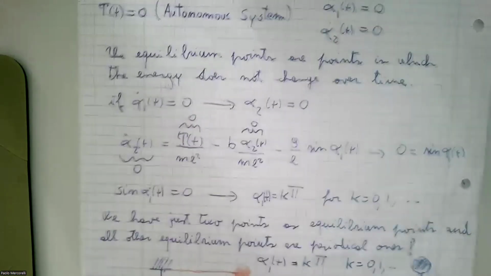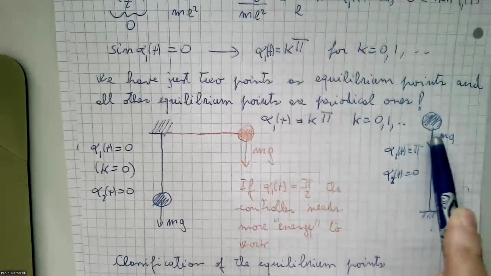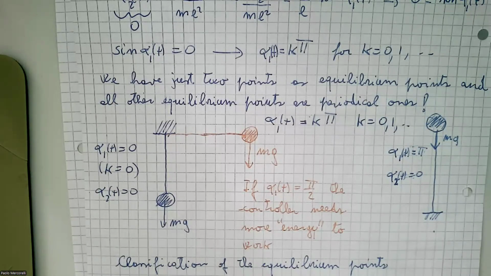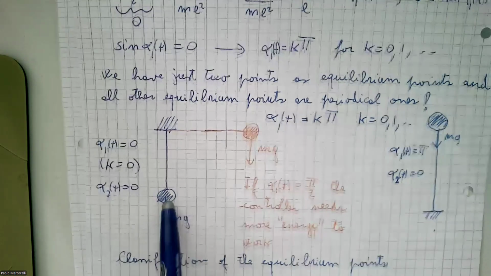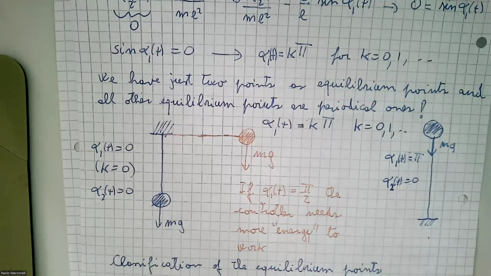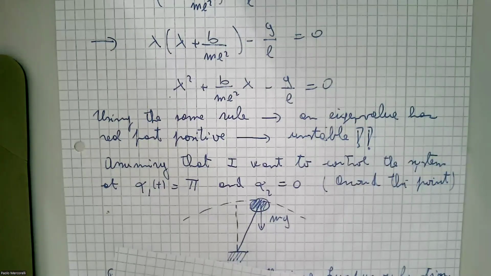If alpha 2 is not 0, we don't have equilibrium points. This must be considered. Alpha 2 equals 0 is an important condition. No velocity at this point and at this point. Velocity 0, to be precise. But let me repeat everything with the simulations.